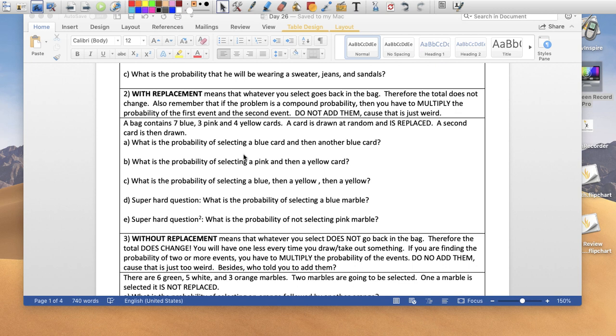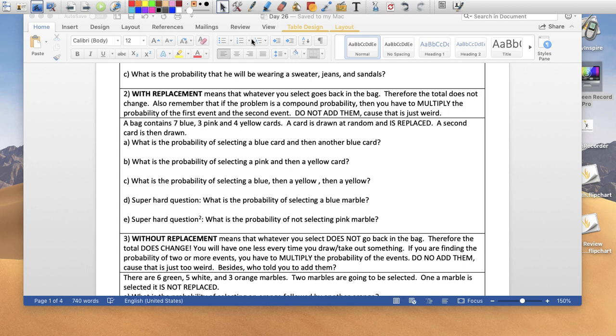Also remember that if the problem is a compound probability, then you have to multiply the probability of the first times the probability of the second, right? So if you're asked what's the probability of getting a blue marble and then a green marble, you have to multiply the probability of blue times the probability of green. On the test, some of you added those two, which didn't really make any sense.